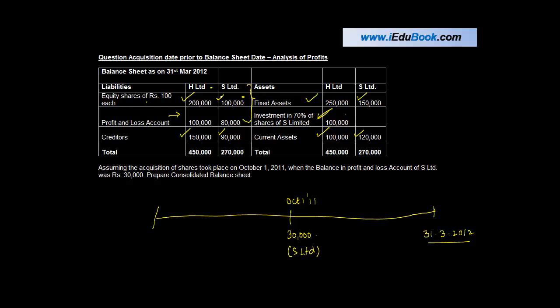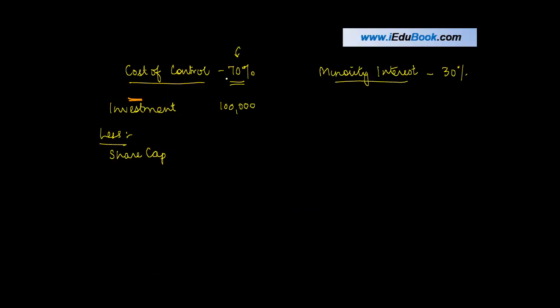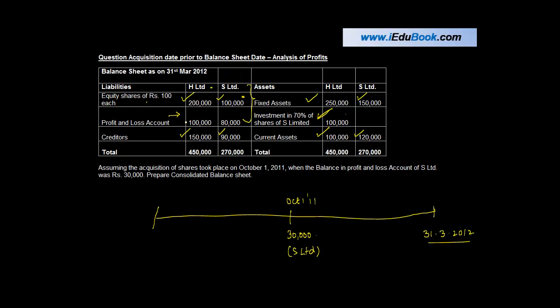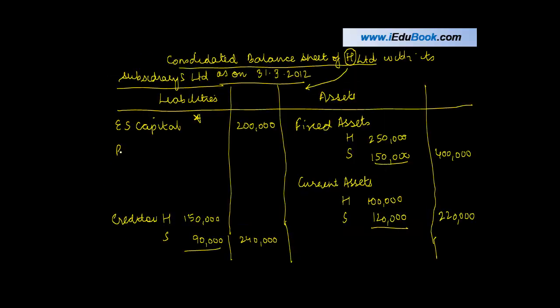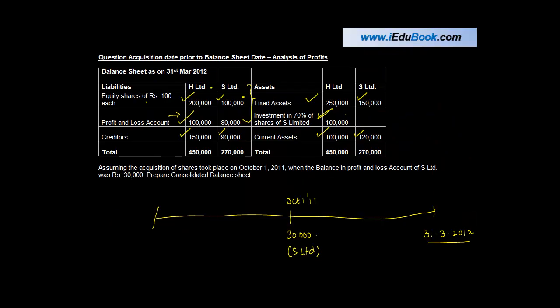So 1 lakh is the share capital of S Limited. How much do I own of it? 70%. Out of 1 lakh, 70% is 70,000, which I own. The balance of the equity share capital is owned by the minority, so I will include it on the minority side. Let's go back. Profit and loss account 1 lakh. This is of H Limited, so I will put it in the consolidated profit and loss account. How much belongs to H Limited? 1 lakh.